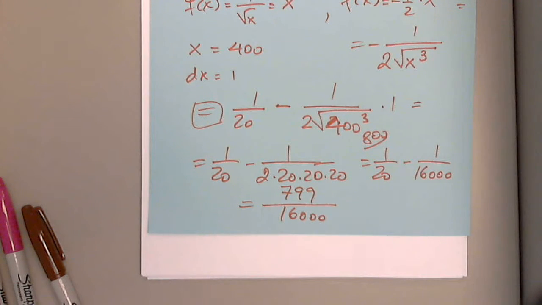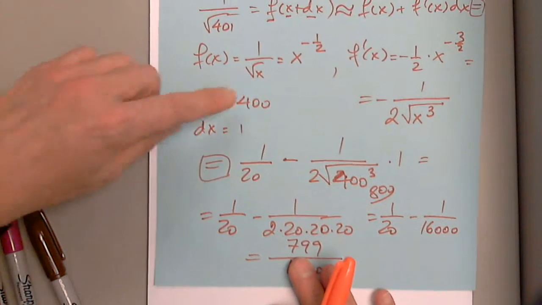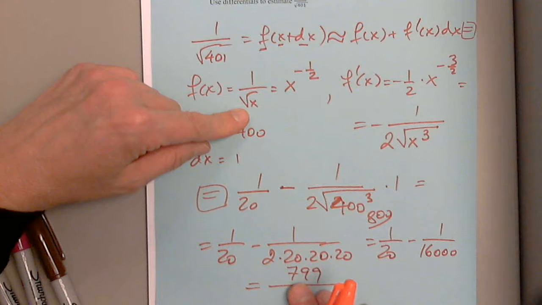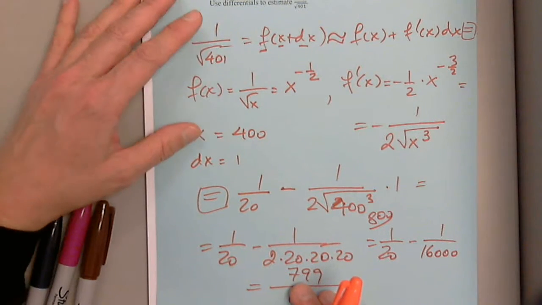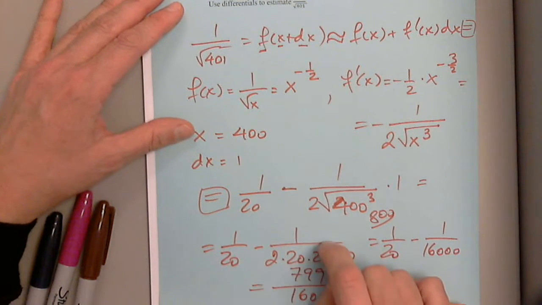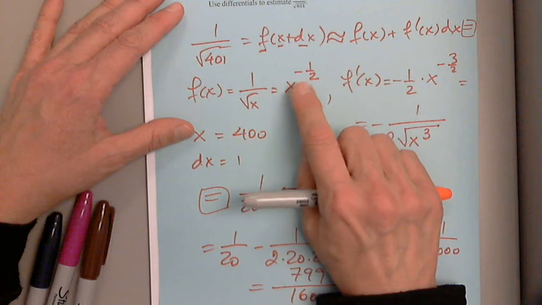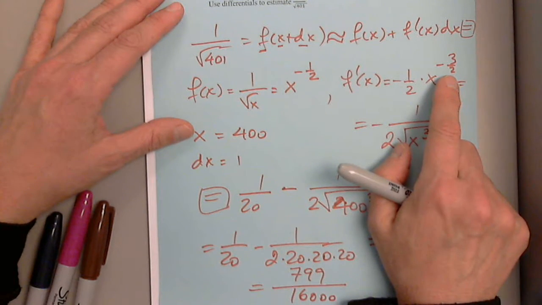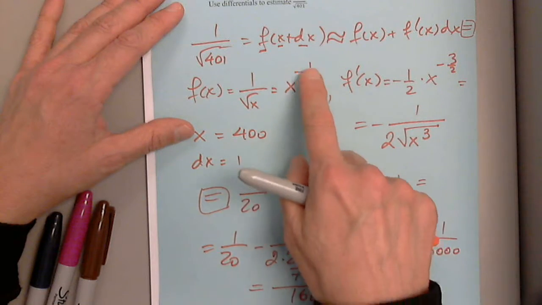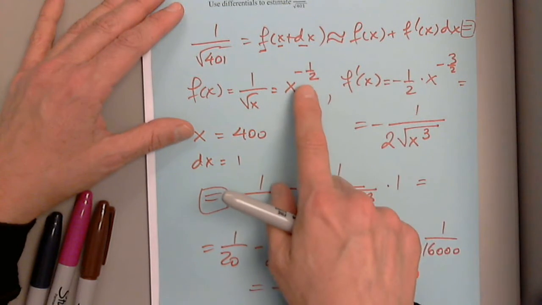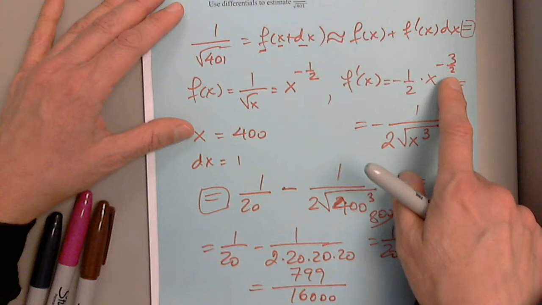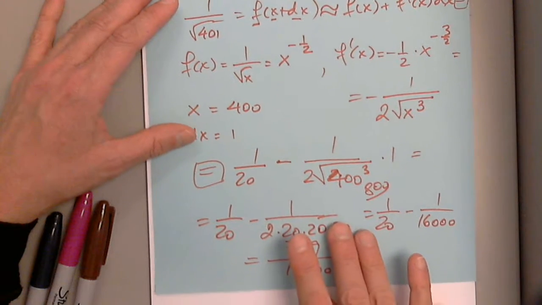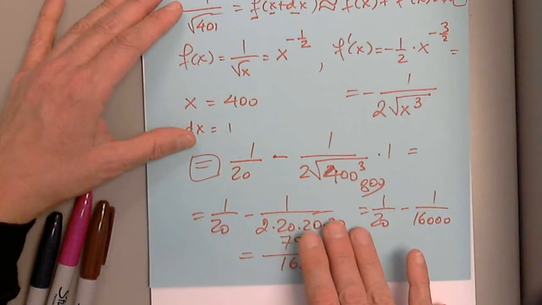Any questions for me? Yes, please. Where's the negative 1 over 2 square root of x cubed coming from? Say it again. The negative 1 over 2. When I differentiate x to any power, I bring the power down and I subtract 1 from the power. I bring the power down, negative 1/2, and I subtract 1 from negative 1/2 to get negative 3/2. Is that okay?